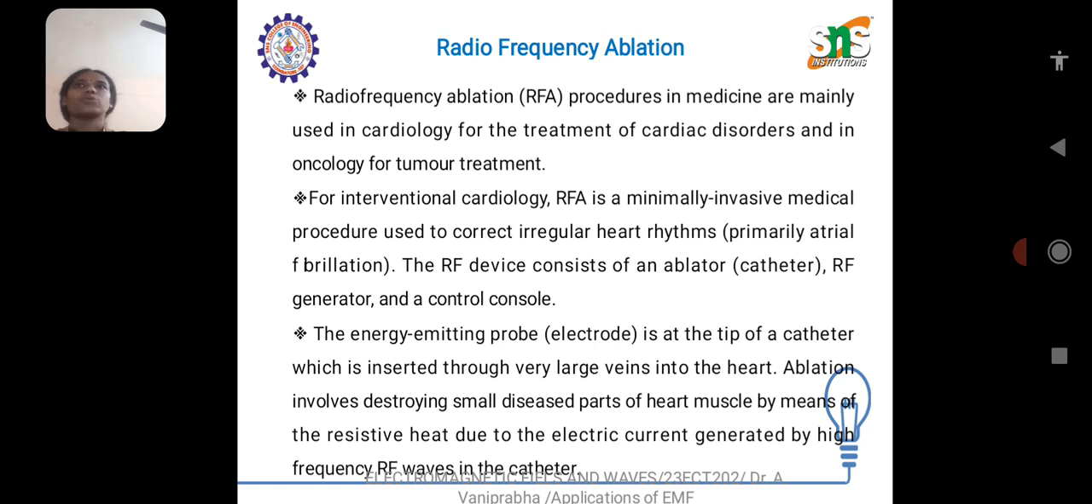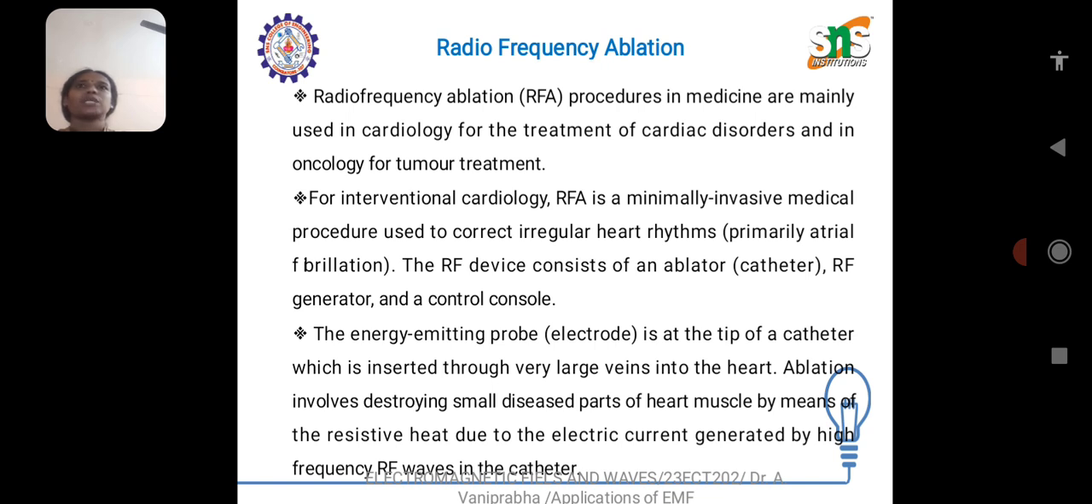RF is also used to treat tumors in lung, liver, kidney and bone, but with the generator at a higher power than used for cardiology purposes. A needle-like RFA probe is placed inside the tumor. RF waves passing through the probe increase the temperature within the tumor tissue, resulting in its destruction.